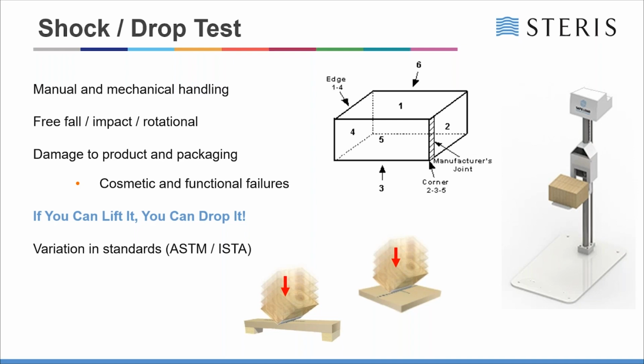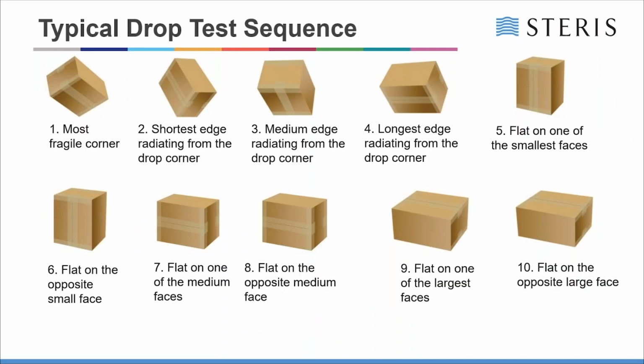Again, it's covered by all of the different standards to different levels. Typical drop sequence, basically you start at the most fragile corner and work your way around the box. Under ASTM D4169, there are 2 drop sequences defined within the actual test itself, each of them having 6 different drops.